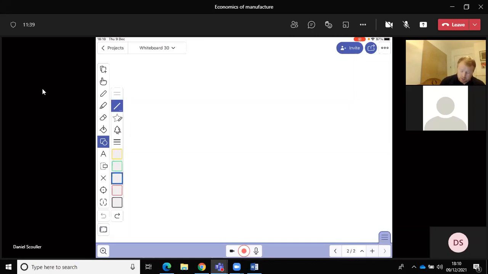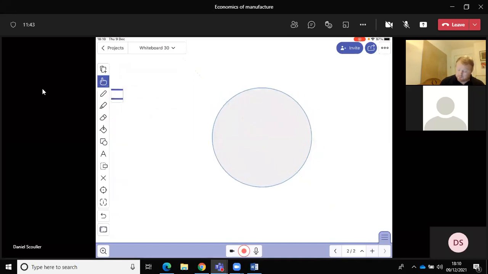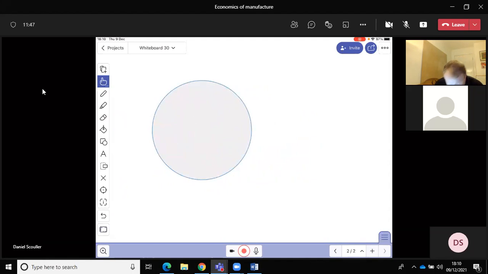Let's just draw a nice circle there. I think the first couple of things in a circle, I'll start right from the start. When we are talking about circumference, we're talking about the outside of that circle.